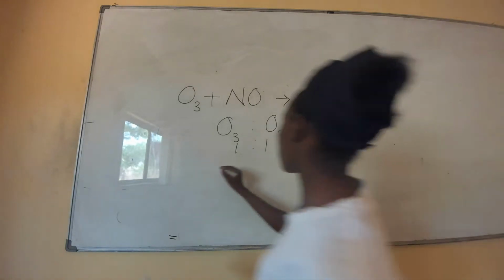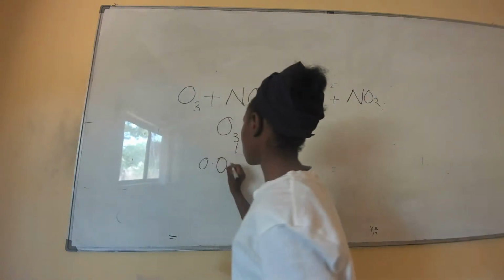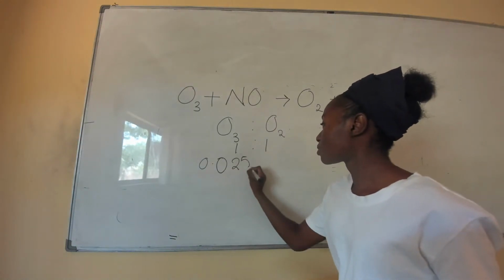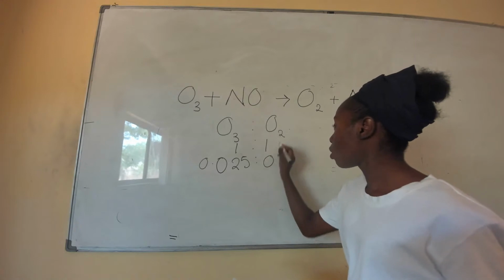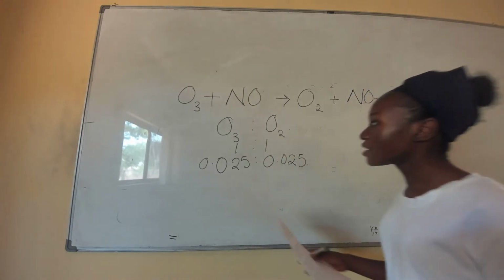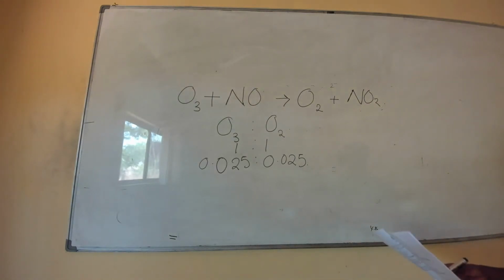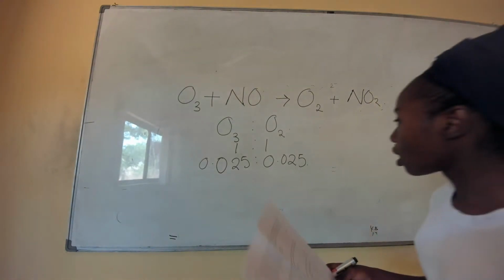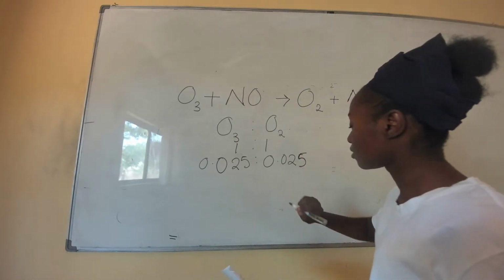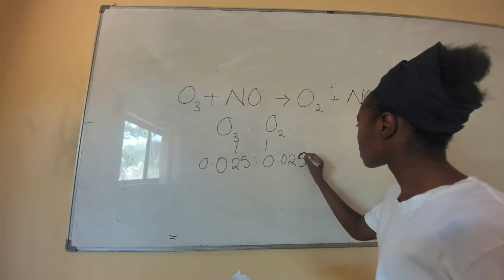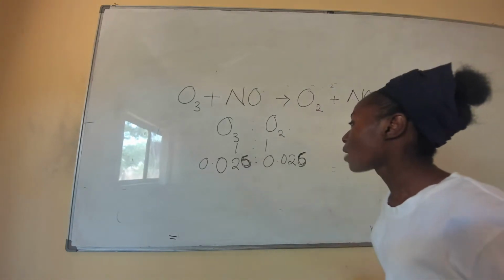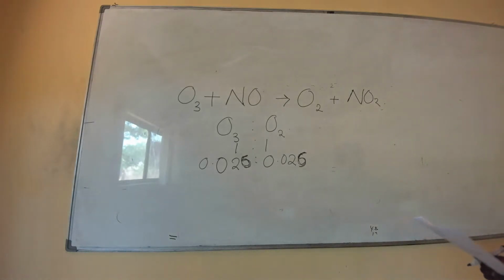So the number of moles of ozone was found to be 0.025, which would be similar for oxygen. So we have the number of moles of our oxygen, which is 0.025 or 0.026. I forgot, we rounded it off to 26. So we have our number of moles as 0.026 for oxygen.